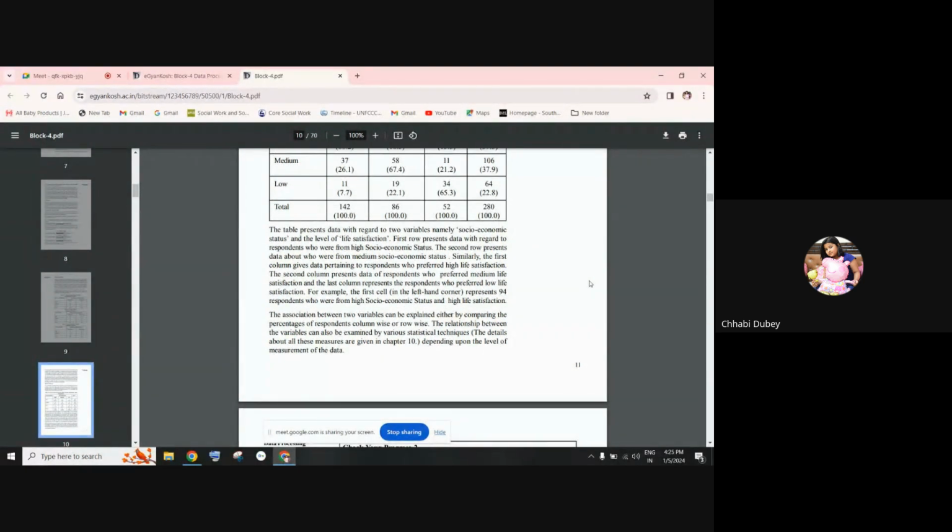Now, the association between two variables can be easily explained by comparing the percentage of respondents, either column wise or row wise. So we understand that this association can be explained by comparing the percentage of respondents. And the relationship between the variables can be examined by using various statistical techniques.